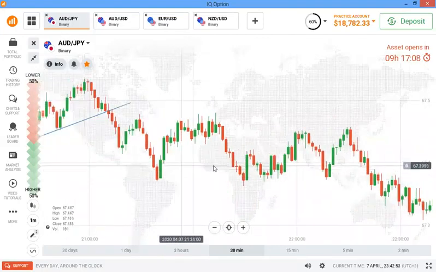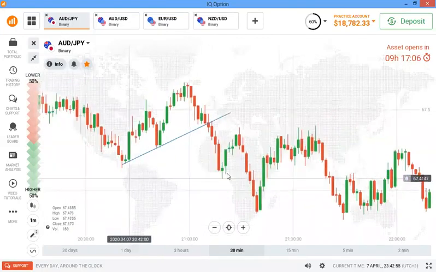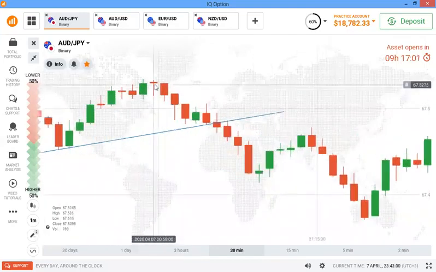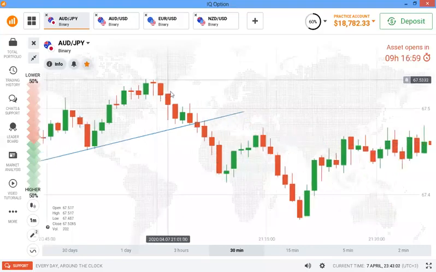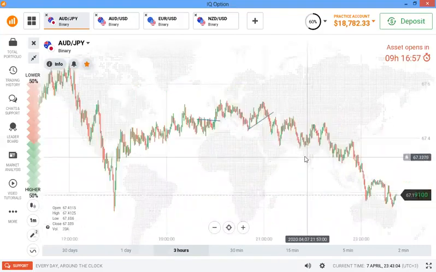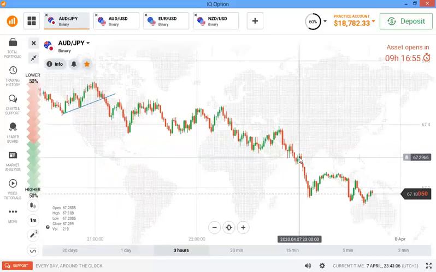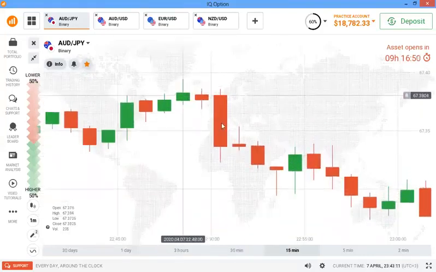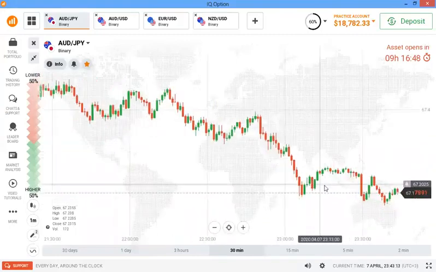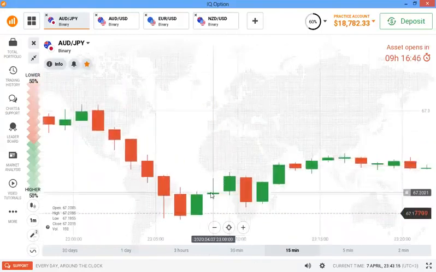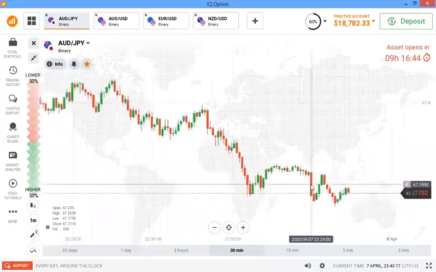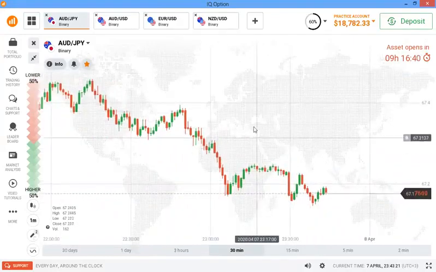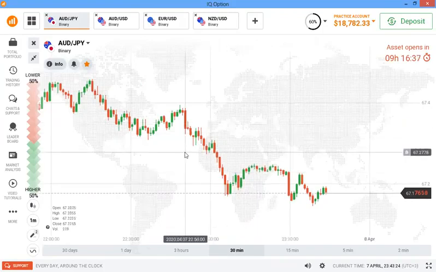So when they form, you should know why they are formed. Hammer like this, pin bar. All these candles, you should know why they are formed, and they give you signals that the market is about to reverse. Shooting star, pin bar, hammer candlestick, hanging man, spinning top.